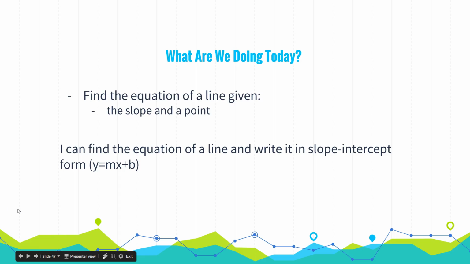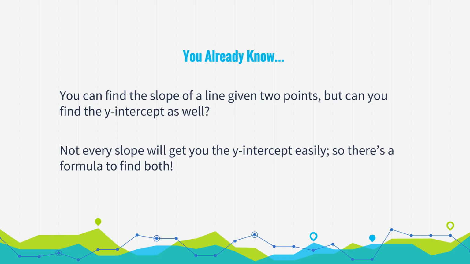Welcome back, everybody. What we're going to be doing today is finding the equation of a line if we are given the slope and just one extra point. So you should be able to write it in y equals mx plus b form.